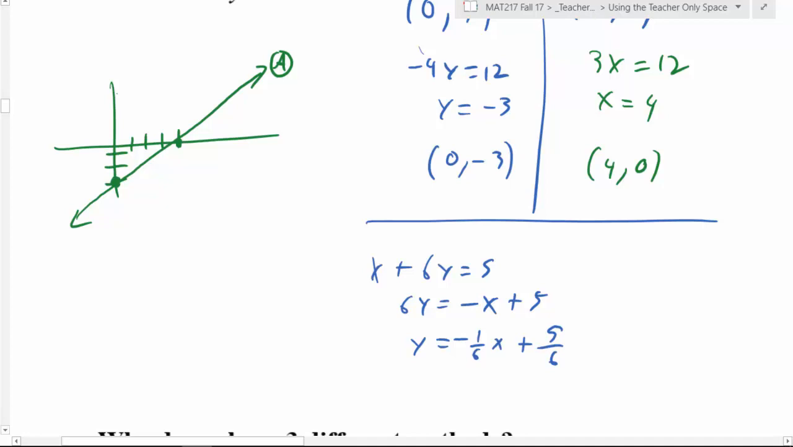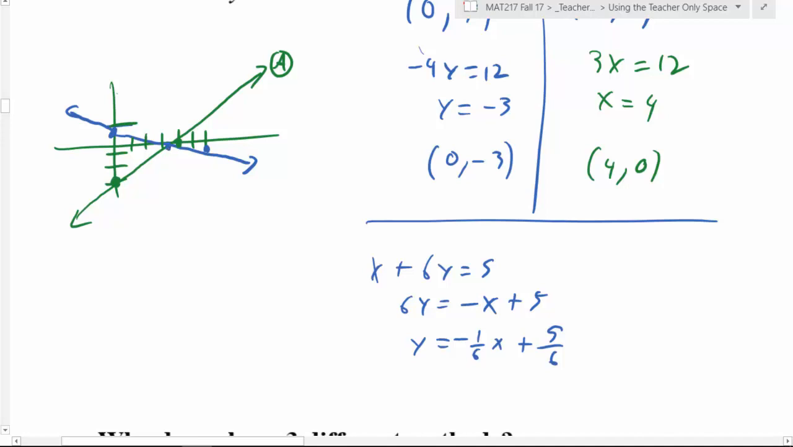So how do I graph this? Well, I go to the y-intercept of 5/6, which is just under 1, and I put my y-intercept there. Then the slope is saying I'm going to go down 1 and right 6, so I need to have 6 little dashes: 1, 2, 3, 4, 5, 6. My next point will be down 1, right 6: 1, 2, 3, 4, 5, 6. Somewhere right about there. And there's my other line. So the solution to this problem should be somewhere right around there.